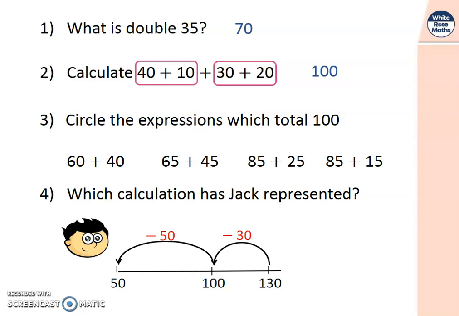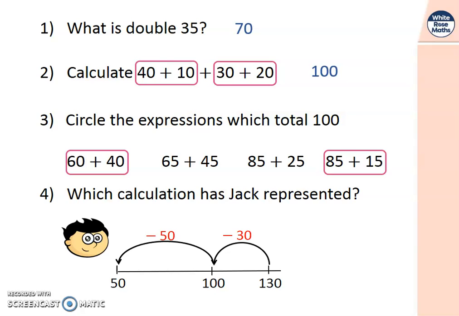Number 3, circle the expressions which total 100. Pause the video and have a go. Let's see how you did. You should have spotted that 60 add 40 makes 100. Which other one does? 85 add 15. Really important to remember these today. These are going to help you in interpreting tables today, so remember them.